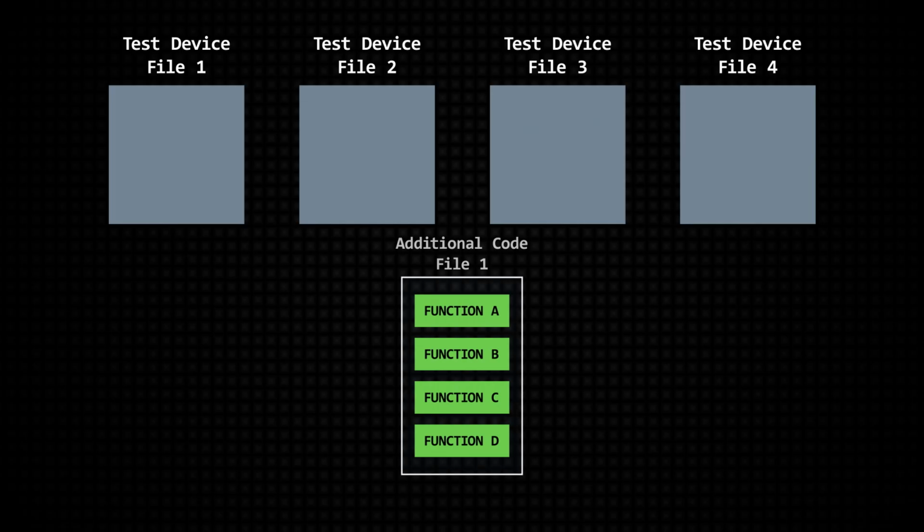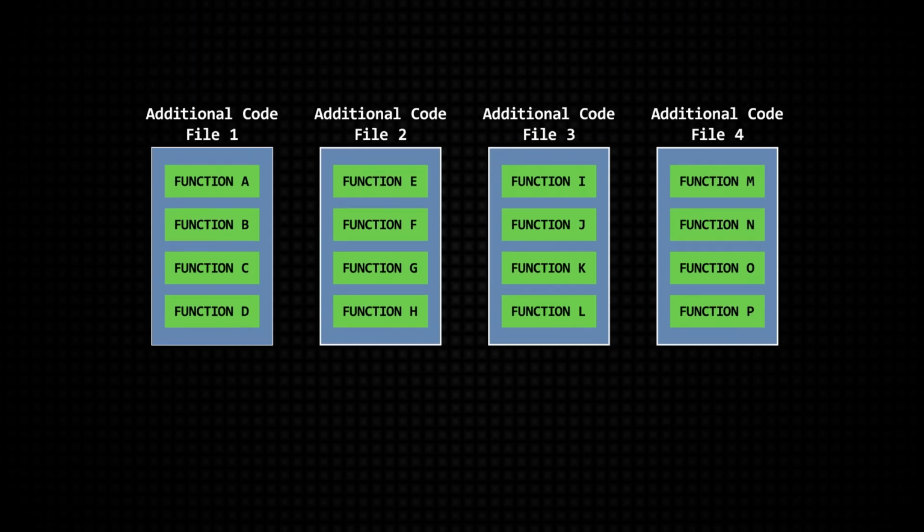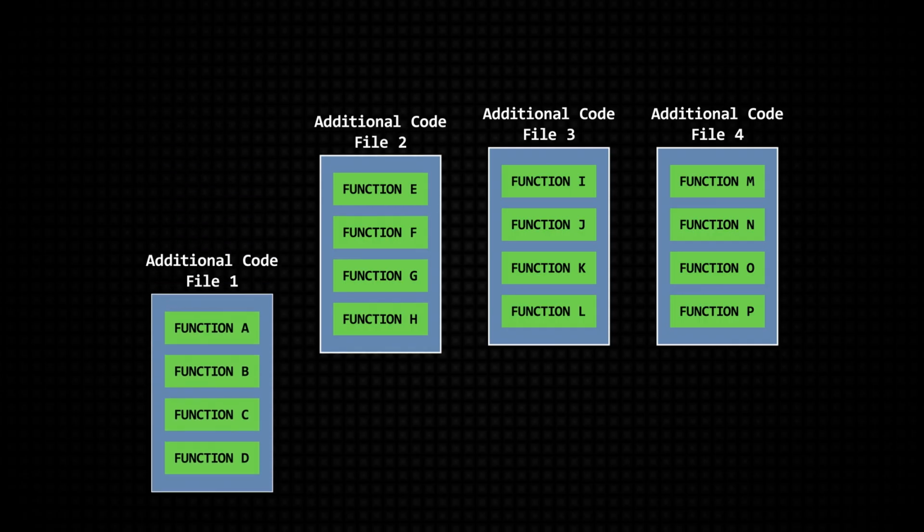Those shared functions are stored in what XJTAG calls additional code files, and there are lots already in the library, including one to control the I2C bus. You'll see some of those later, but first, let's look at how to call them from your code.